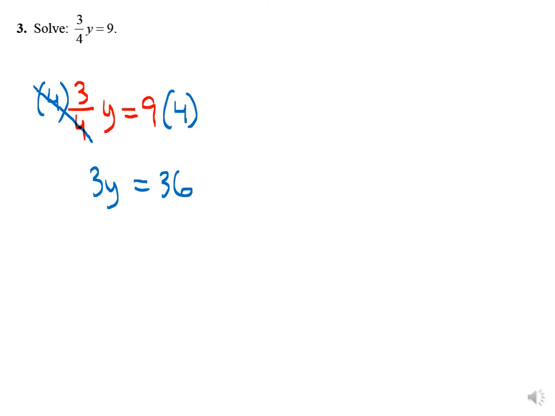At that point, you can say, okay, what number times 3 gets you 36? Or you can just divide both sides by 3. Let's divide both sides by 3. So cancel, cancel.